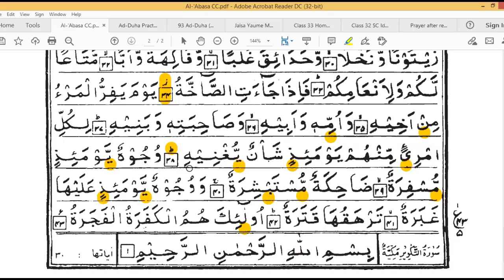Excellent. Well done, mashallah. Really, really good try. It was a long verse, but mashallah, you read really nicely, okay? Just one thing that I want you to be careful of over here.